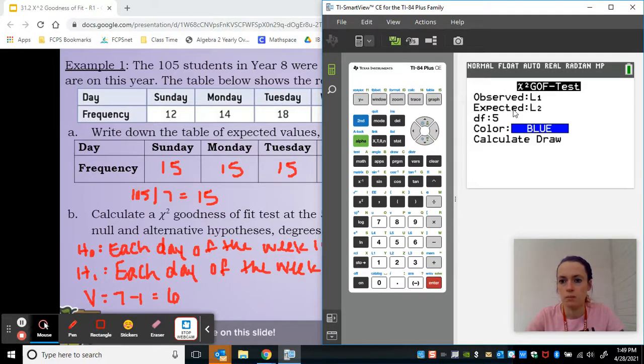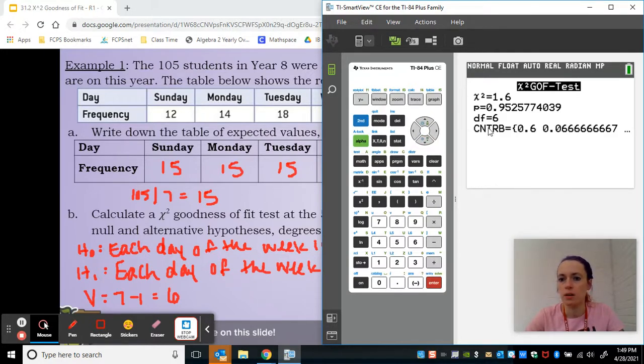So I'll run my test. My observed is in L1, my expected is in L2. I do need to know my degrees of freedom for this before I can run the test. So unlike the test for independence, you do need to know the degrees of freedom going into this and change it accordingly on this page before you calculate it.